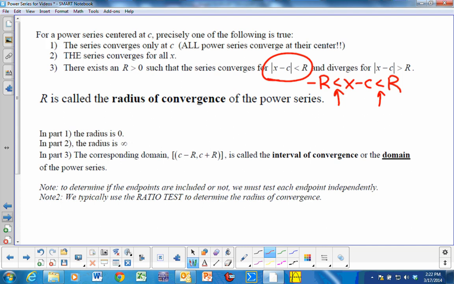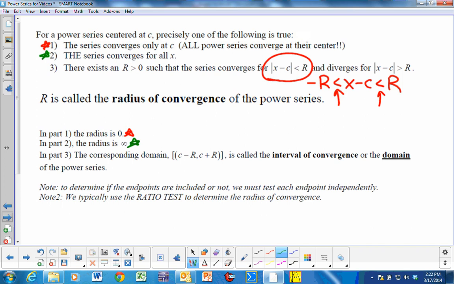So if we're on number 1 right here, the series converges only at c, well, then the radius is going to be 0 because it only converges at one single point, so the interval has a radius of 0. Second option is the series converges for all x. Well, then that means the radius would be infinity because it would be true everywhere.